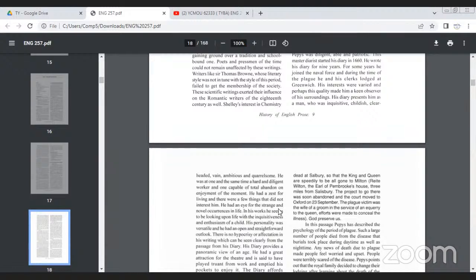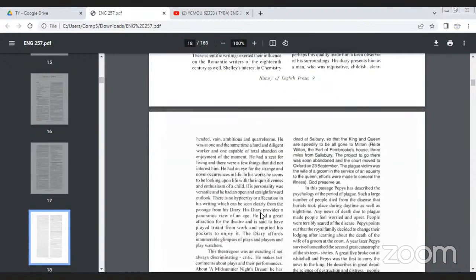He had an eye for the strange and novel occurrence in life. In his works, he seems to be looking upon life with the inquisitiveness and enthusiasm of a child. His personality was versatile, and he had an open and straightforward outlook. There is no hypocrisy or affectation in his writing, which can be seen clearly from the passage from his diary. His diary provides a panoramic view of an age.